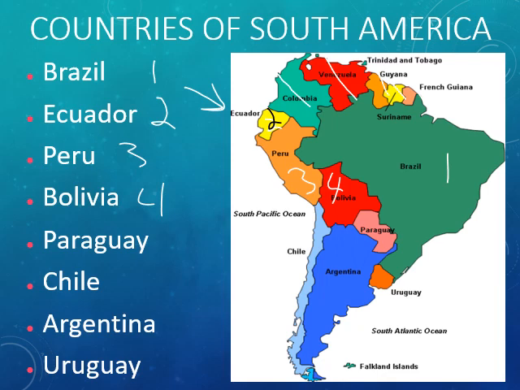It doesn't touch the ocean. That's how you can remember that one. And Paraguay doesn't touch the ocean. Okay, and so Paraguay is right here. Chile is the skinny one on the side. Argentina is the bigger one on the bottom. And then Uruguay is this small orange one right there. And so find the location of each of these countries and label them on your notes.